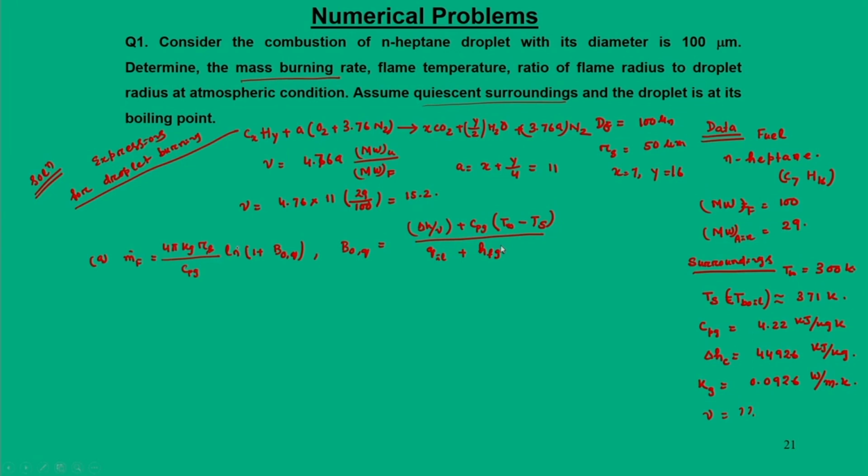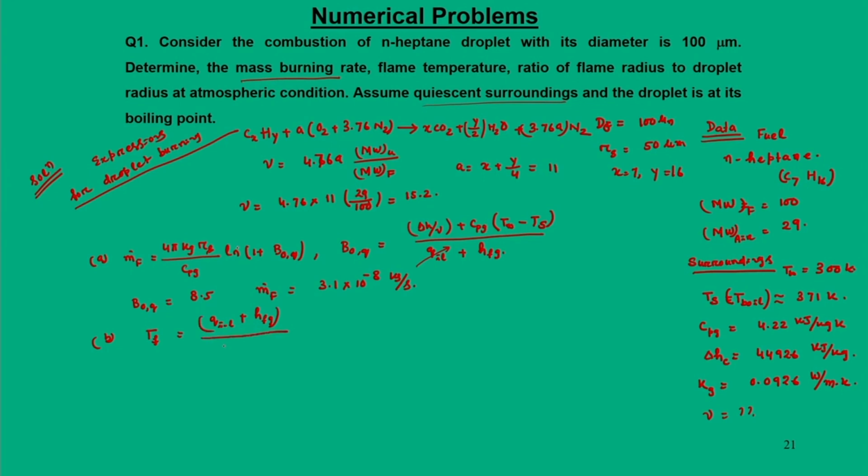For the time being, let us take this number as 0 because at the interface both the heat balance. So, this number is 0. By putting this we can find out this BOQ as 8.5 and m dot f becomes 3.1 into 10 to the power minus 8 kg per second. So, mass burning rate or droplet evaporation rate is 3.1 into 10 to the power minus 8 kg per second.